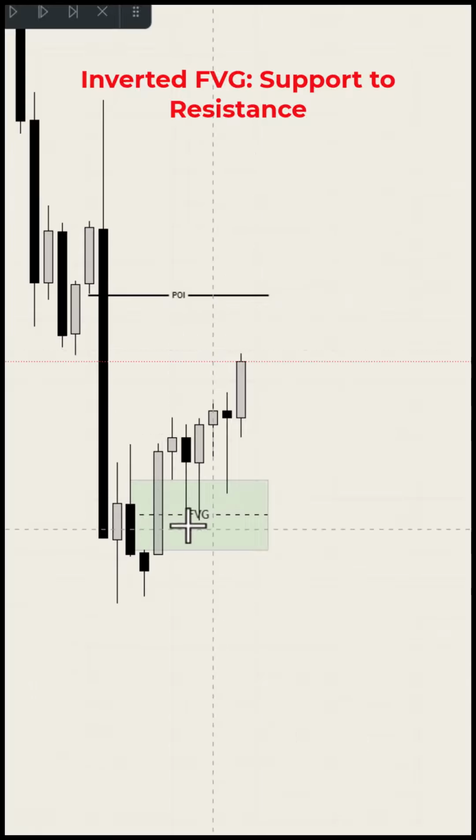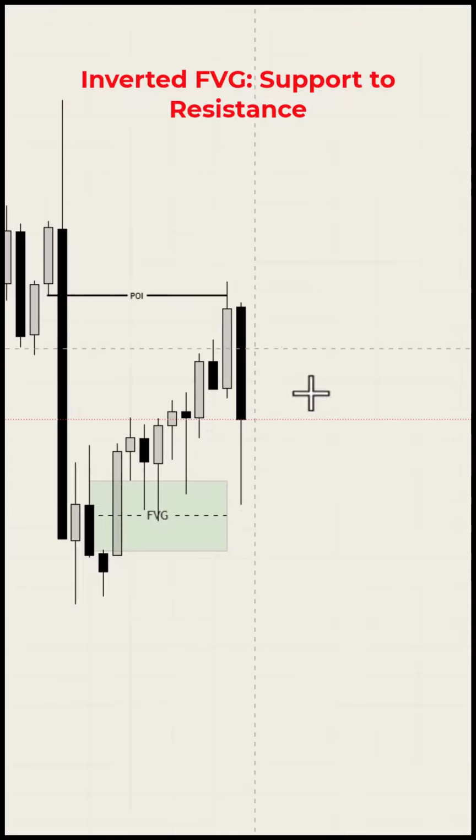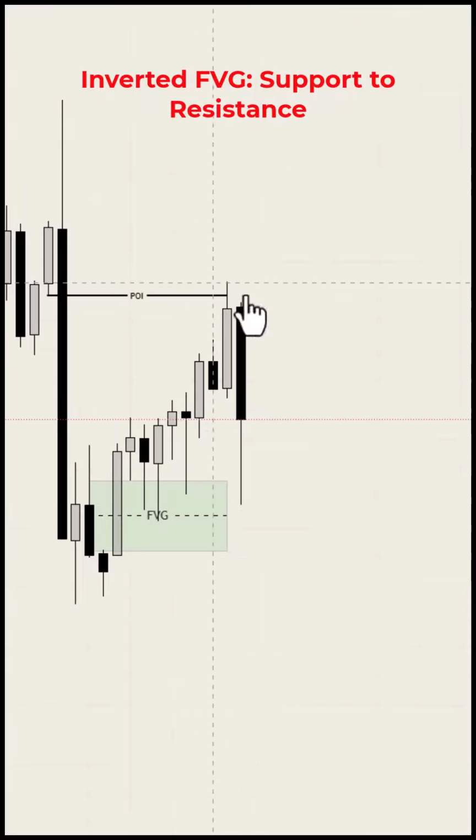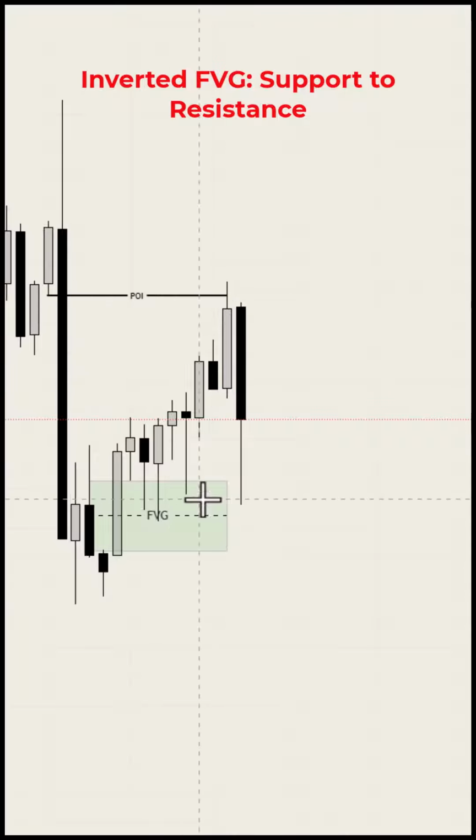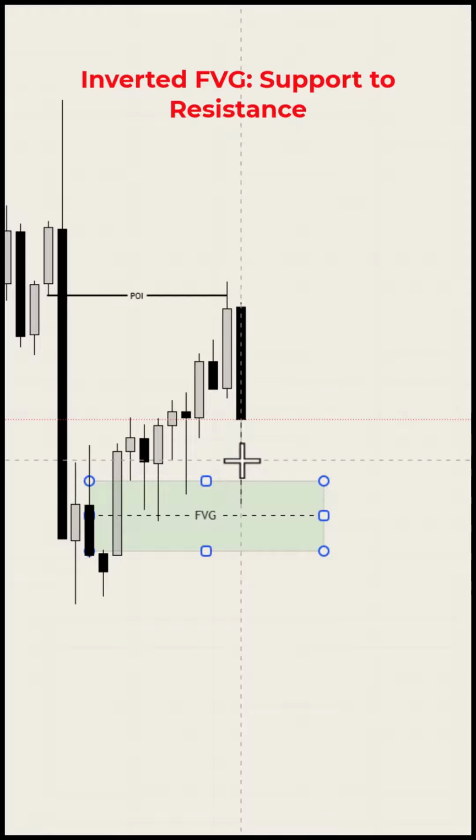So here we have a fair value gap and we have a point of interest, and we see price acting as a support on this fair value gap. Now we see price has started reversing from the point of interest, and we also see price reacting on the same fair value gap, which tells us that this fair value gap is a strong fair value gap.